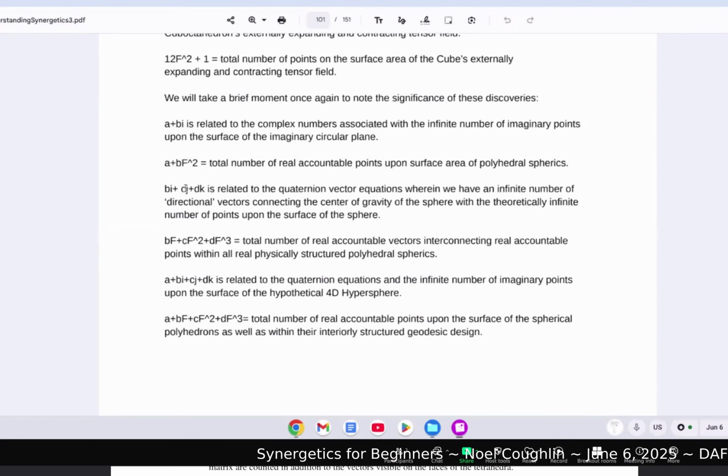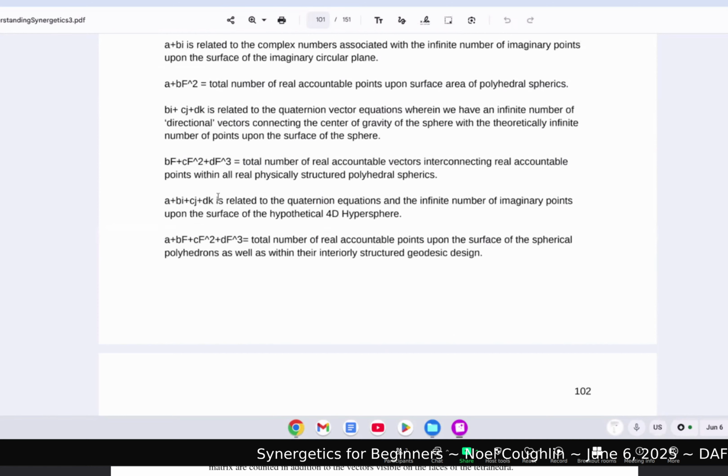So in the quaternions, we have bi plus cj plus dk. In synergetics, we have b times frequency plus c times frequency to the second power plus d times frequency to the third power. And this is the total number of real accountable vectors, which we were just showing you, which interconnect the real accountable points in all physical structured polyhedrons. Then this other equation is related to the quaternion equations and the infinite number of imaginary points upon the surface of the hypothetical four-dimensional hypersphere.